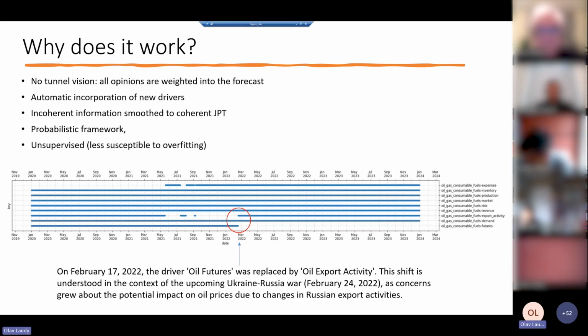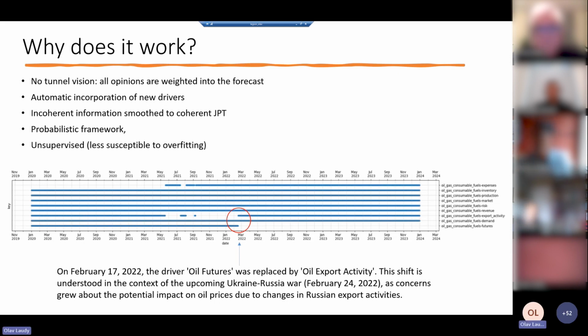Furthermore, another reason that we can point at why this method works is the fact that all incoherent or contrarian information from financial documents is smoothened into a coherent probabilistic framework. Finally, this model, as mentioned in the previous slide, is fully unsupervised. This means it's less susceptible to overfitting.